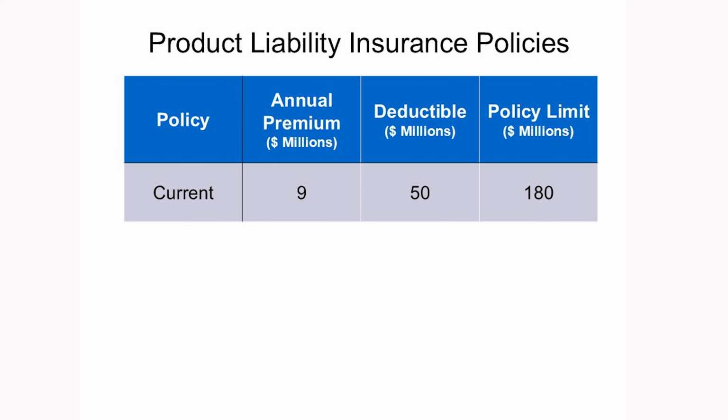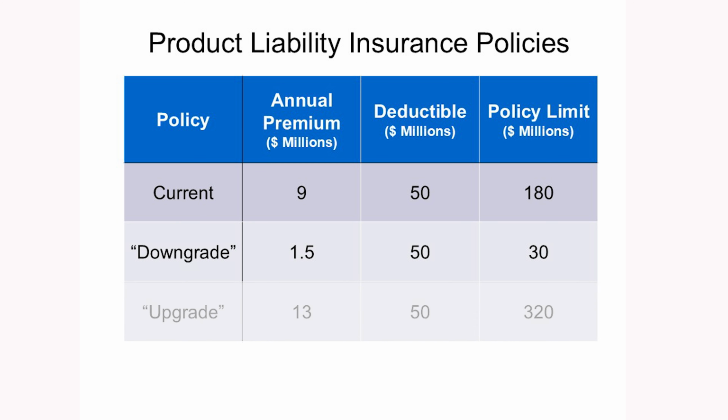In collaboration with the company's insurance broker or other insurance providers, the company's insurance team identified the potential product liability policies available to the company in the insurance marketplace. The current policy has an annual premium of $9 million, a deductible of $50 million, and a policy limit of $180 million. A less expensive policy or downgrade has an annual premium of $1.5 million, a deductible of $50 million, and a policy limit of $30 million. A third potential policy or upgrade has an annual premium of $13 million, a deductible of $50 million, and a policy limit of $320 million. The cost of self-insuring is about $1.5 million per year, accounting for required certifications and operating expenses.